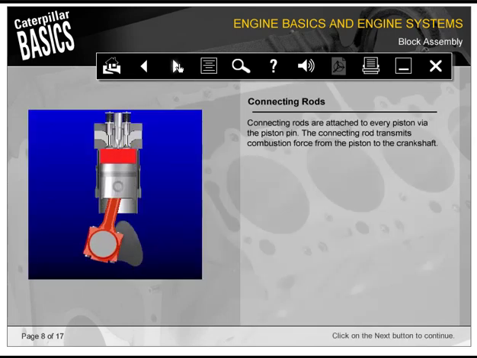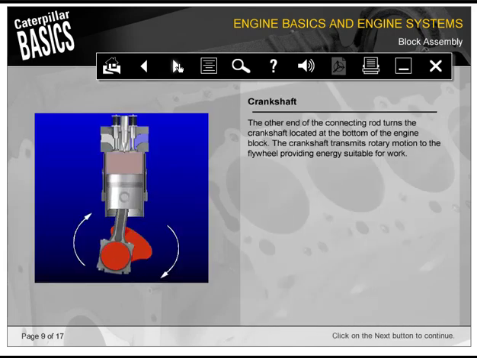Connecting rods are attached to every piston via the piston pin. The connecting rod transmits combustion force from the piston to the crankshaft. The other end of the connecting rod turns the crankshaft located at the bottom of the engine block. The crankshaft transmits rotary motion to the flywheel, providing energy suitable for work.